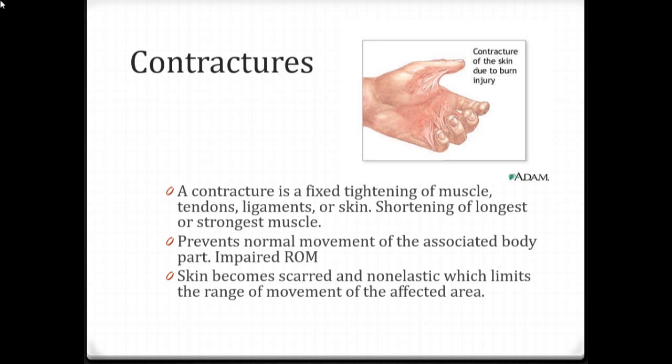Okay, a contracture is going to be fixed tightening of muscles, tendons, ligaments or skin, shortening of the longest or strongest muscles. I'm sure you've seen some of the patients that were in the long-term care facilities, or some of your patients who've been bedbound for a long time. They have some contractures, okay? Once this happens, it's going to prevent normal movement of the associated body part. They're not going to have the range of motion. The skin might become scarred and non-elastic and limit the range of motion in the affected areas as well. You'll see this a lot with the feet. You'll see almost like a permanent foot drop with people.